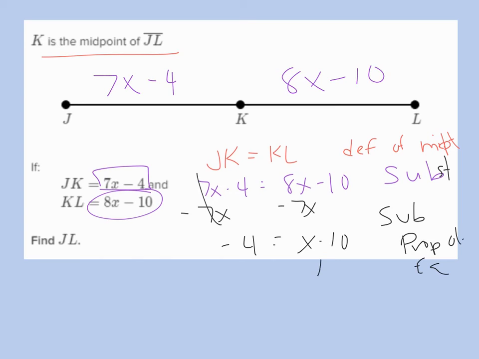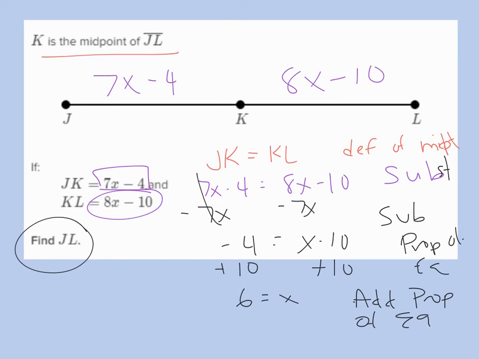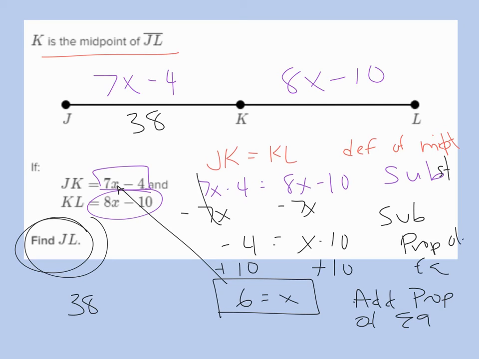And then I'm going to add 10 to both sides. So it's 6 equals x, so I use the addition property of equality. But the question said find JL. So if x equals 6, you can plug it into any one of these. So 42 minus 4 is 38. This is 38, which if K is the midpoint, these two are both equal. So if I add these two together, 38 plus 38 is 72. Oh, just kidding, 76. So JL is 76.